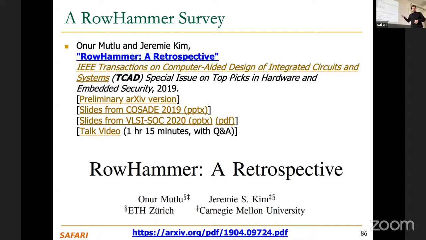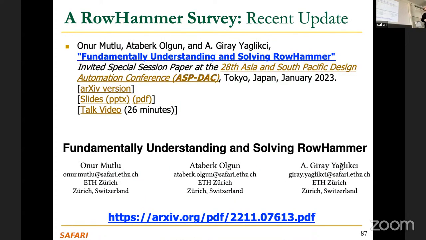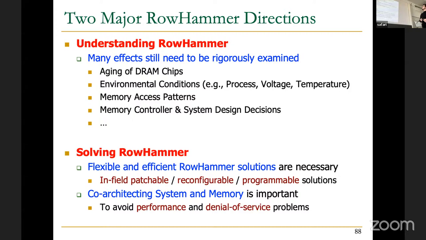And I think I showed you this paper before. This one, we spoke about RowHammer and the recent developments on flash. So in recent years, there were 2 major RowHammer directions that were followed by a ton of different recent research ideas or works.